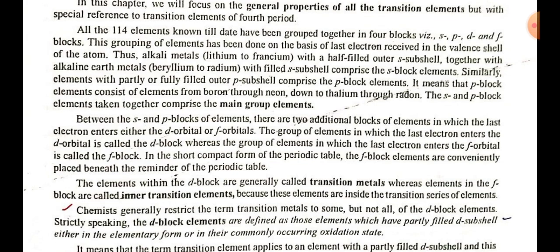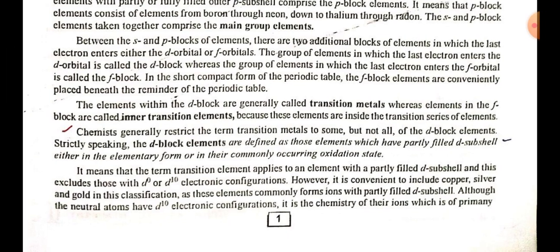Similarly, elements with partly or fully filled outer p subshell comprise the p block elements. It means that p block elements consist of elements from boron through neon down to thallium through radon. s and p block elements taken together comprise the main group elements. Between the s and p block elements, there are two additional blocks of elements in which the last electron enters either d or f orbitals.